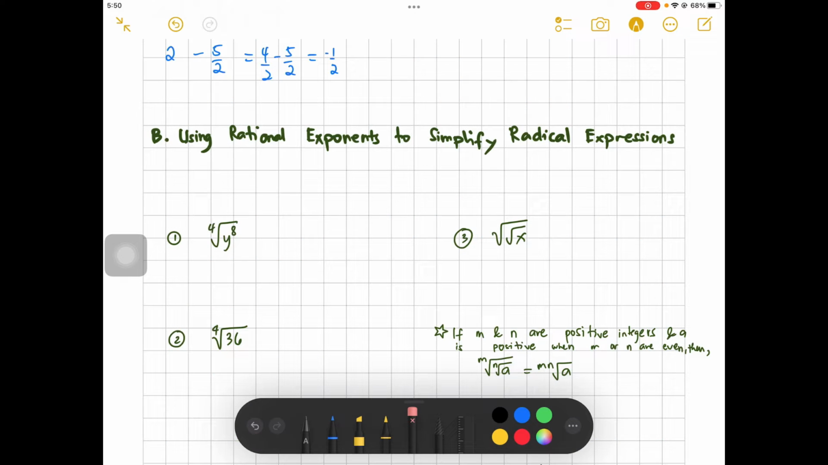For the second part of this video, we are going to use rational exponents to simplify radical expressions. First, we recall that x raised to m over n is equal to the nth root of x raised to m. Let's have our first example. 4th root of y raised to 8. So using this property, we can write y raised to 8 over 4, y squared.